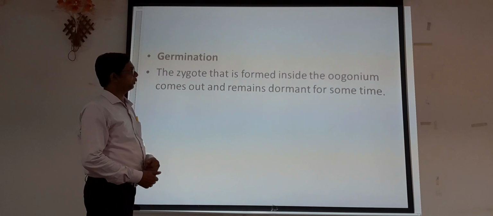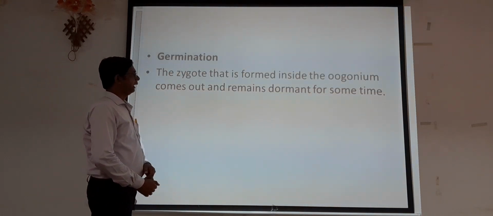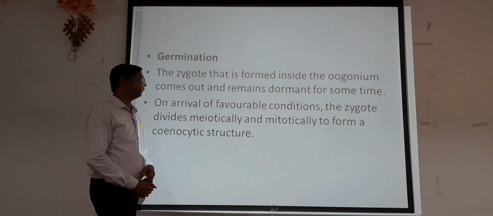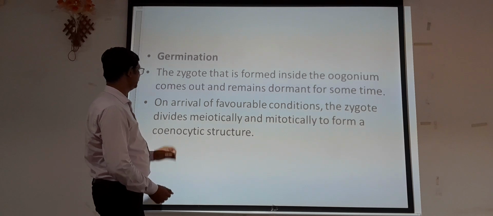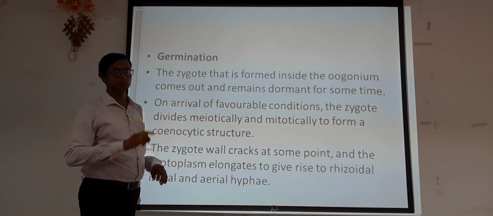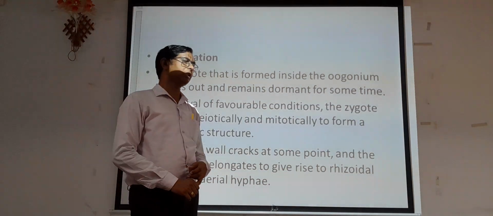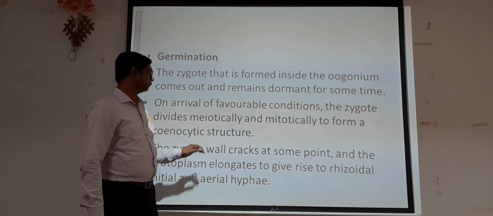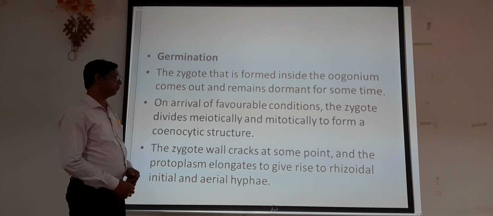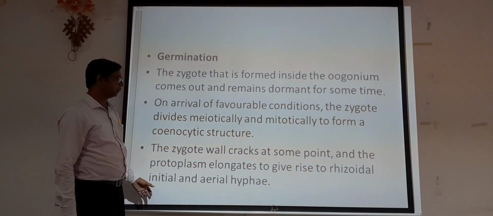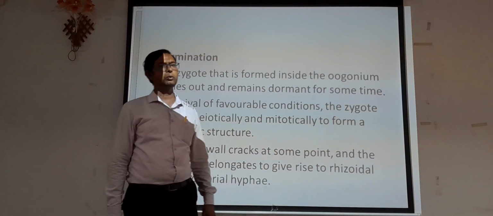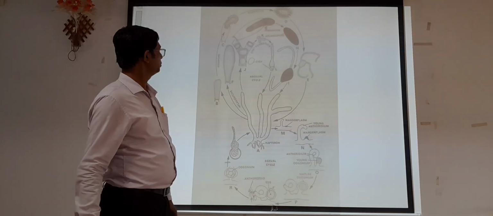This zygote that is formed inside the oogonium comes out and remains dormant for some time. When the favorable conditions arise, the zygote divides mitotically and meiotically to form a coenocytic structure. So mitotic and meiotic, both divisions will take place, and this division leads to the coenocytic structure. The zygote wall cracks at some point, and the protoplasm elongates to give rise to a rhizoidal initial and aerial hyphae. So rhizoids are also developed, and the aerial hyphae are also produced.